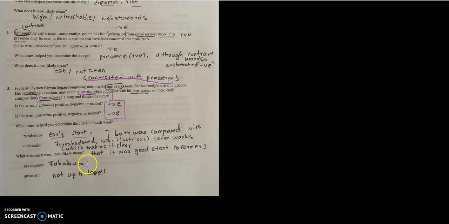So fabulous, fabulous. Yeah, should be, right? I would maybe mildly disagree with this, just in terms of it was very clearly connected with the term early, right? So that it had something to do with it was not the later works. It was something early on when he was 6. So I would just very simply replace that with something like early. But quizmatic, yes, mildly negative, not up to the proper level. Yeah, solid job. Yep, overall, very good.